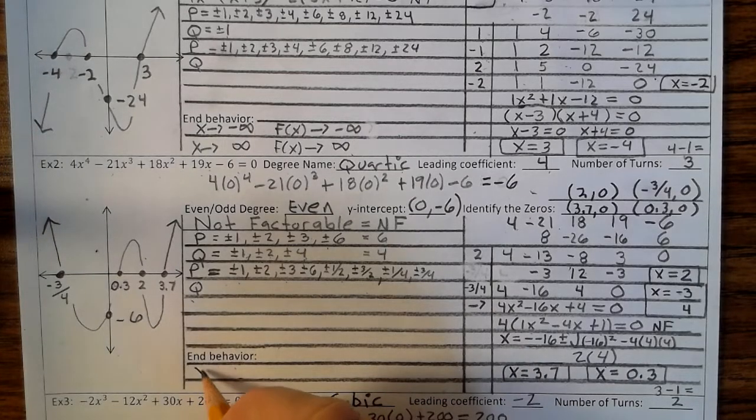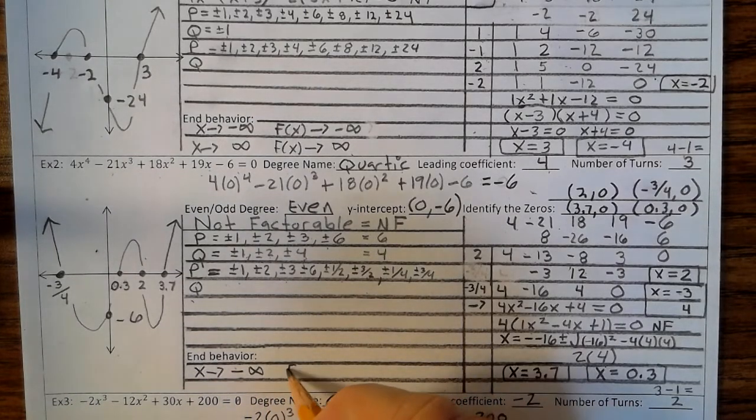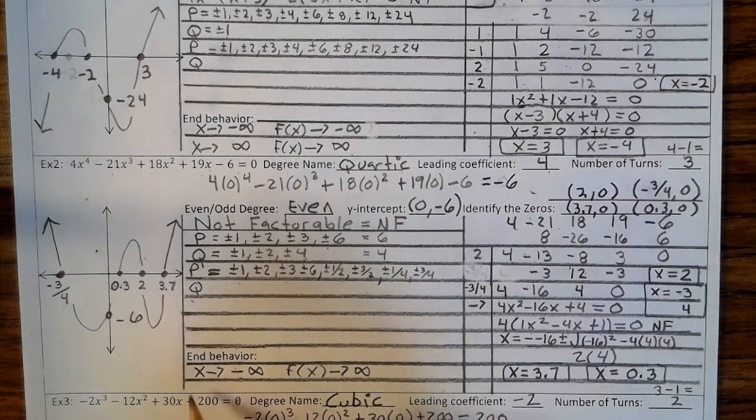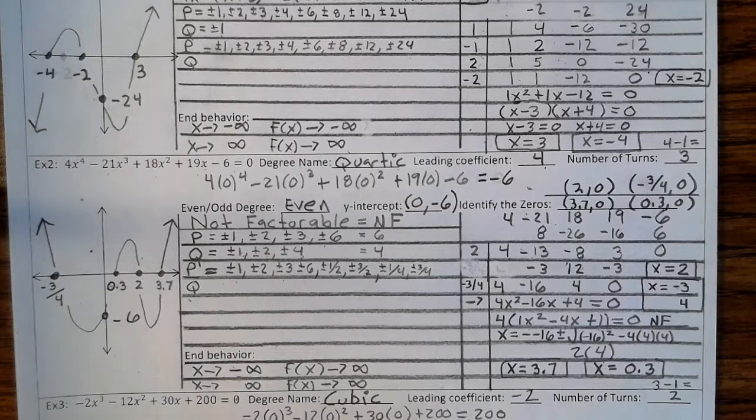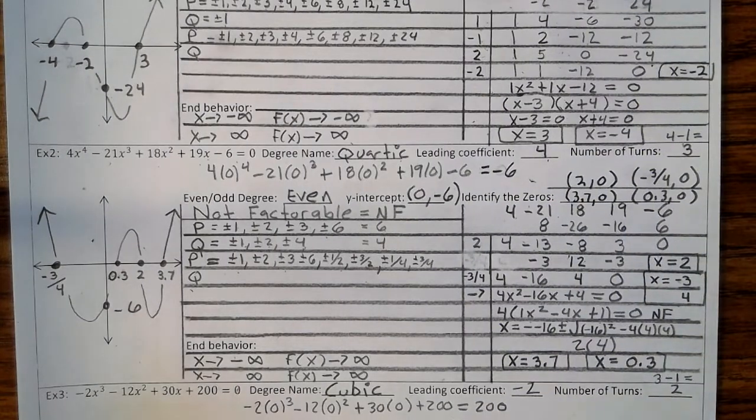And with that, let's look at the end behavior. So as x approaches negative infinity, f of x approaches positive infinity. And as x approaches positive infinity, f of x approaches positive infinity. All right, now you can finish up example 2.